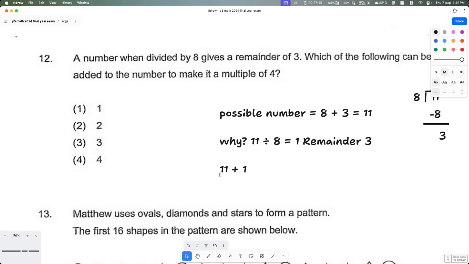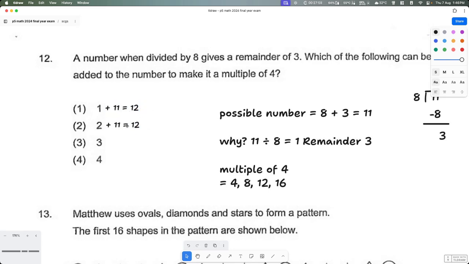So 11 plus 1, and then we divide it by 4. Multiples of 4 are 4, 8, 12, 16, and so forth, right? So for option 1, 11 plus 1 is equal to 12. So the answer to question 12 is option number 1.